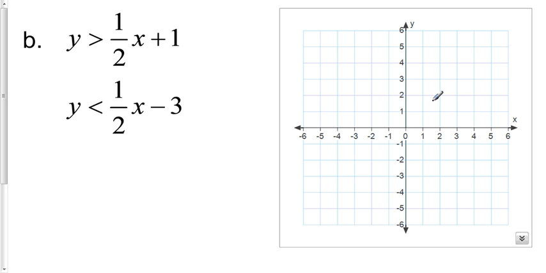So I'm going to graph the first one in green. The y-intercept is positive 1, and my slope is up 1 over 2, slope of 1/2. Go to the left as well, and my line needs to be dashed here. Okay, so greater than means I'm going to shade above my line.